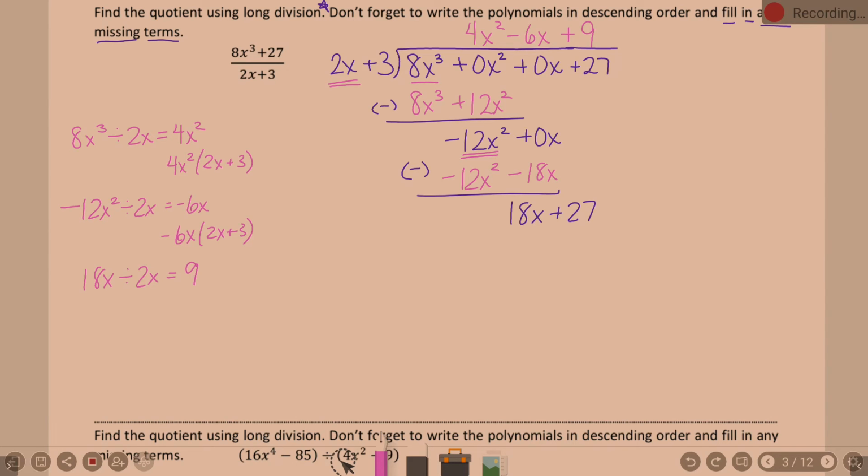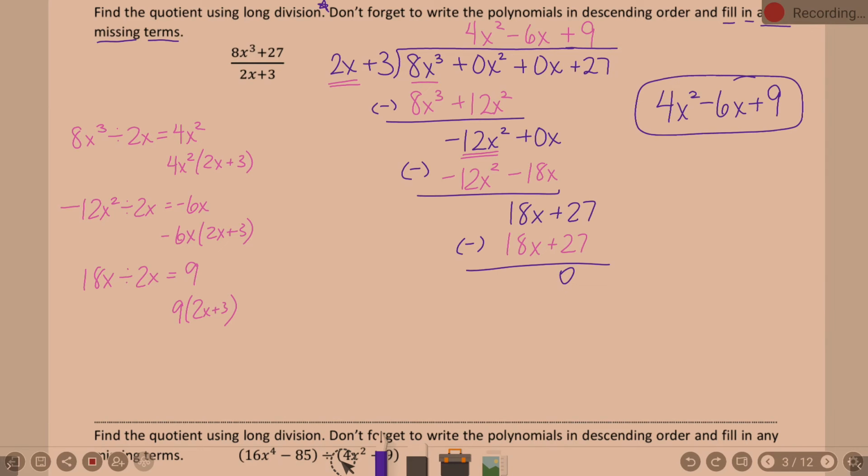What do I do with that 9? Put it on top of 27 and then multiply. 9 times 2x, 18x. 9 times 27, or 9 times 3 is 27. Okay. And you subtract and remainder of 0. What's my solution or my answer? 4x squared minus 6x plus 9.